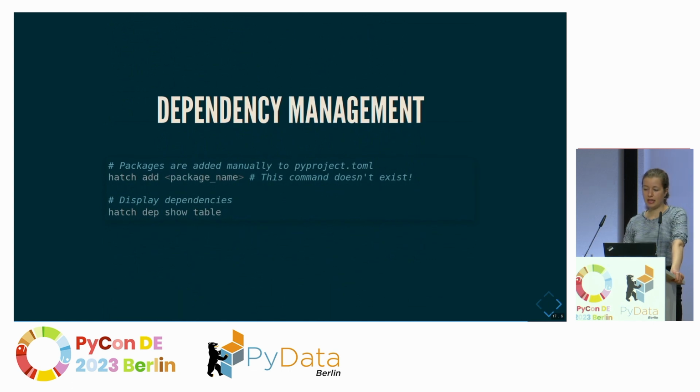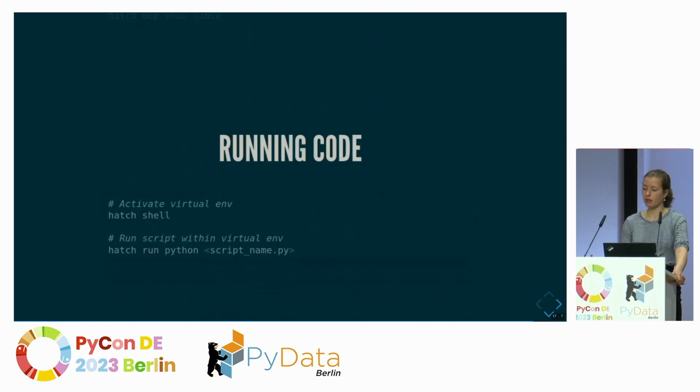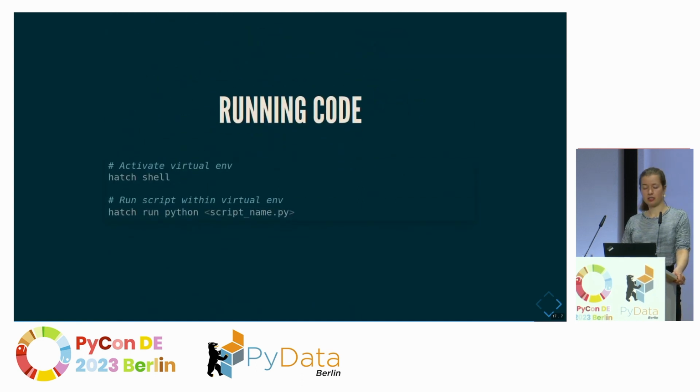Dependency management is not implemented, as I mentioned, so there is no command like hatch add. But you can easily look at your dependencies using hatch dep and then show, for example, as a table format. Now, if you have dependencies with Hatch, you would also have to put them into your pyproject.toml file manually. And running code, there's a shell command which would activate a virtual environment in the current shell, or you can also use hatch run to run all kinds of scripts or just Python commands.